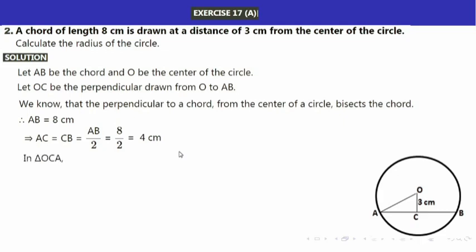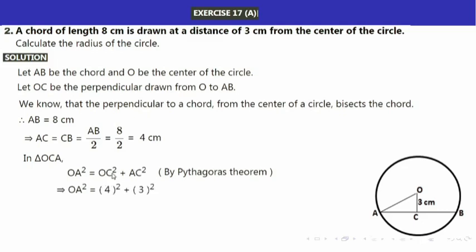Now again in triangle OCA, using Pythagoras theorem, OA acts like the hypotenuse because it is opposite to this 90 degrees. So we have to find OA square now. How much is OC? OC is given to be 3, and we have AC, which is equal to 4. So let's put the values.